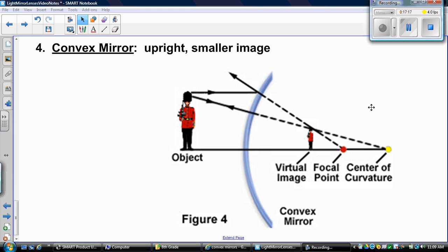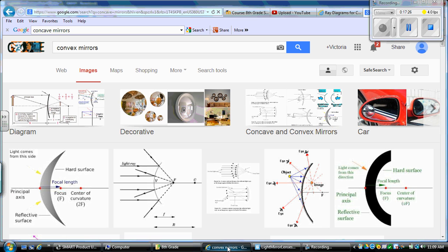A convex mirror, you will always see an upright image, but it's always going to be smaller. So let me show you examples of convex mirrors. The mirrors in your cars, those are going to be convex mirrors. Mirrors that you see in stores, those are also going to be convex. So now let's see how those work.